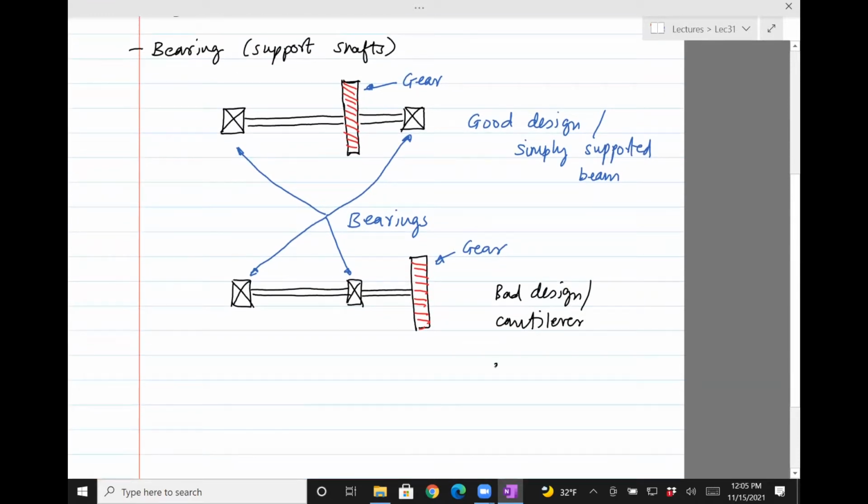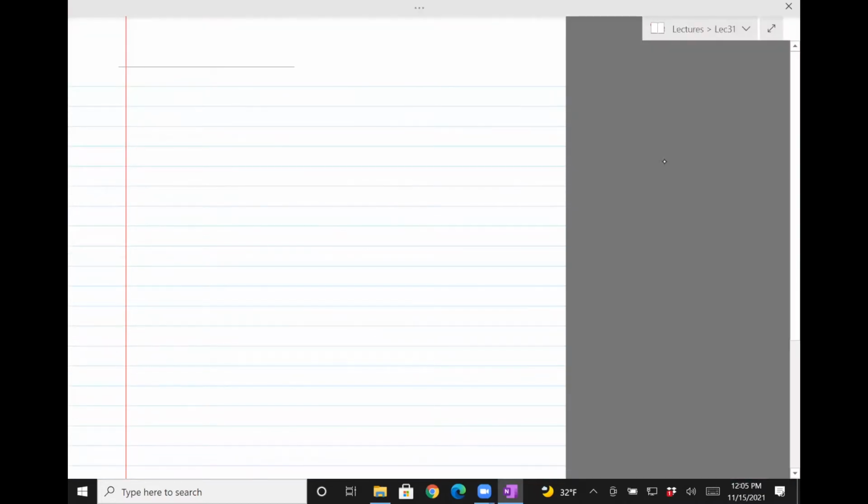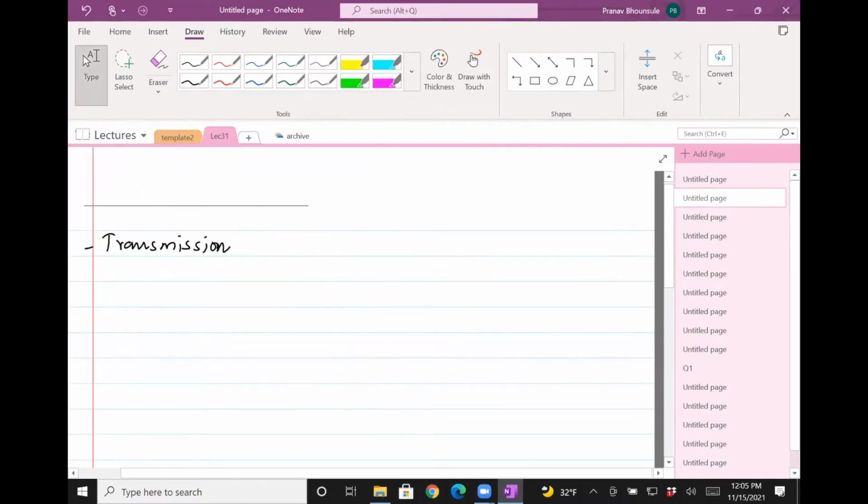So avoid cantilevers. Okay, however, here is a contradiction. So transmission elements, two if I can think of right now, were pulleys and sprockets.